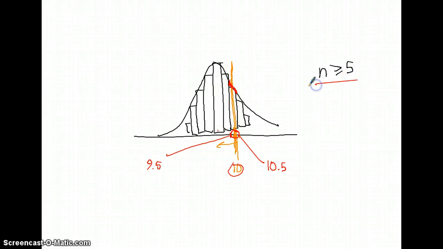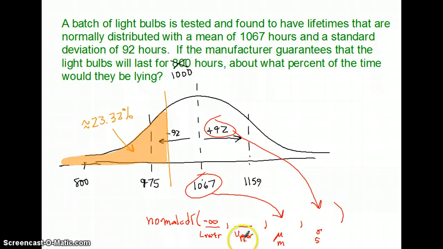Again, it only works if n is greater than 5, which I don't think will ever be a problem you have to worry about. But the crazy part is you have to be a little bit careful about these upper and lower bounds, and the 9.5, 10.5 would be stuff you would have to put in here to grab the right cases. Okay, that's it.